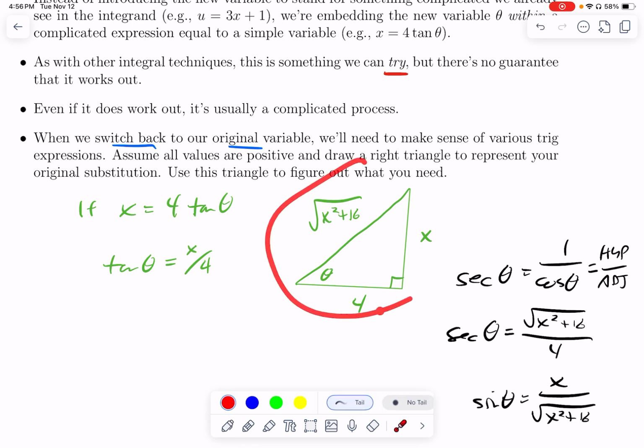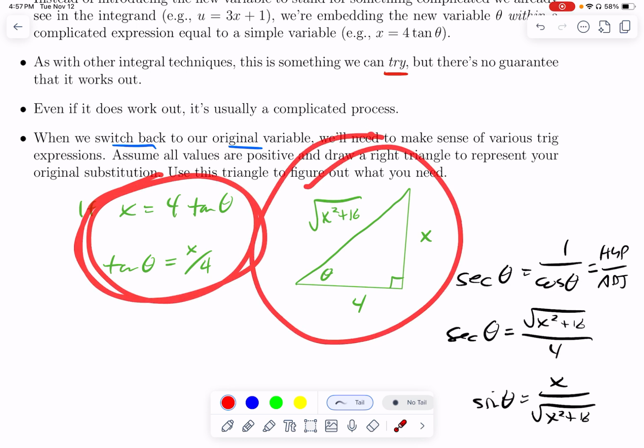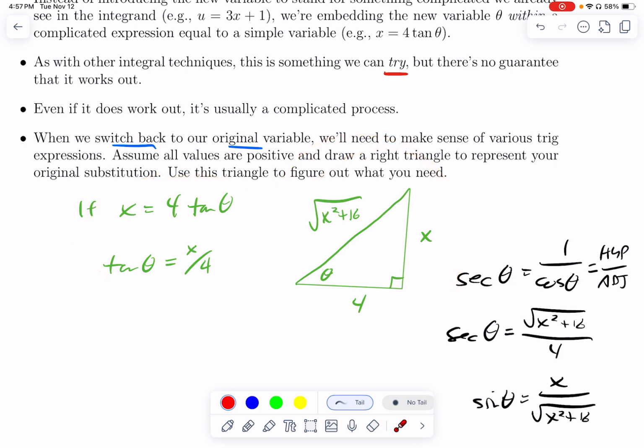Just draw the picture, right? Don't try to do it in your head. Don't even use identities because maybe you're going to mess something up. I highly recommend drawing the picture to illustrate what substitution have I made. How can I visualize that so that I can figure out the other trig functions? Okay, I'm going to stop for now. This has already been quite long, and there's more that will come in another video.